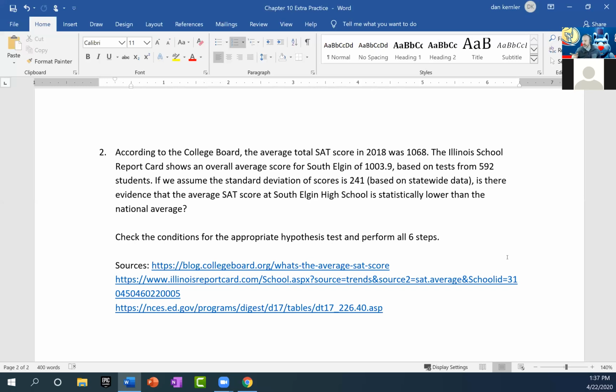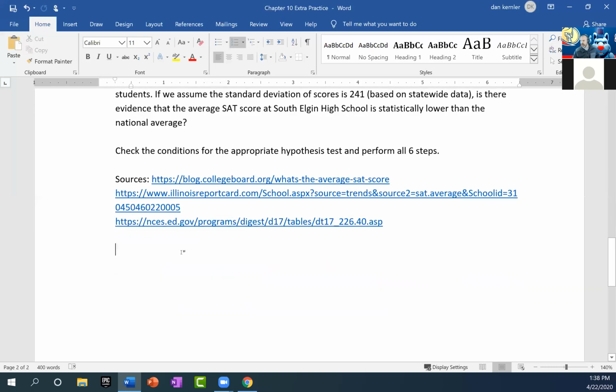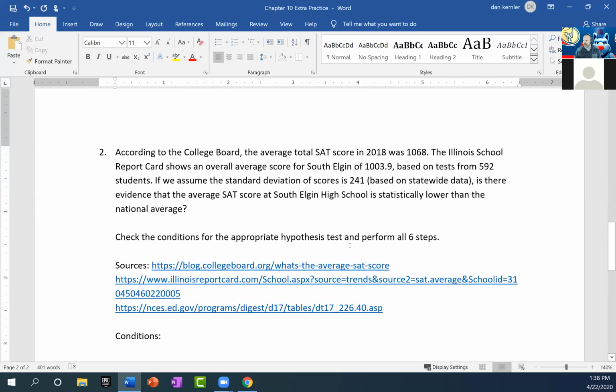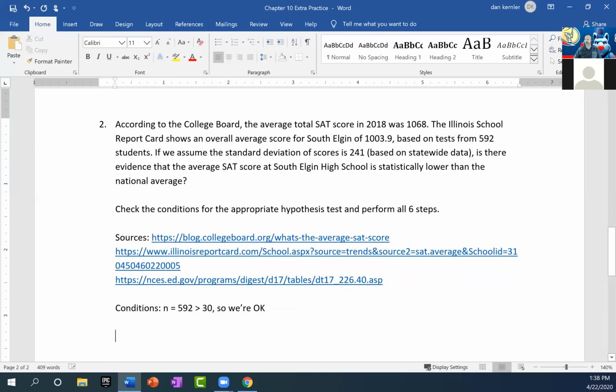So here's kind of to Daniel's point. Here's what I told you. If we assume the standard deviation of scores is 241, is there evidence that the average SAT score at South Elgin is statistically lower than the national average? So the conditions here, we don't know that SAT scores are normally distributed, but the sample size is 592, which is really big. So we're good. We have a really large sample size there.